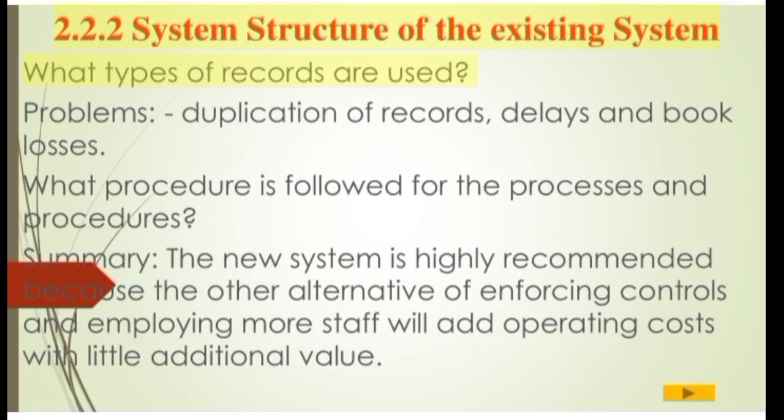2.2.2 System structure of the existing system. What types of records are used? Problems: duplication of records, delays and book losses. What procedure is followed for the processes and procedures? Summary: the new system is highly recommended because the other alternative of enforcing controls and employing more staff will add operating costs with little additional value.